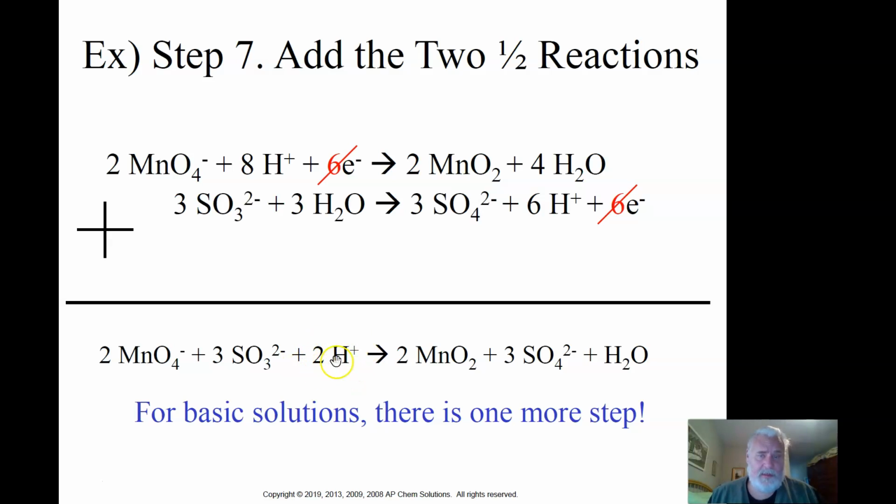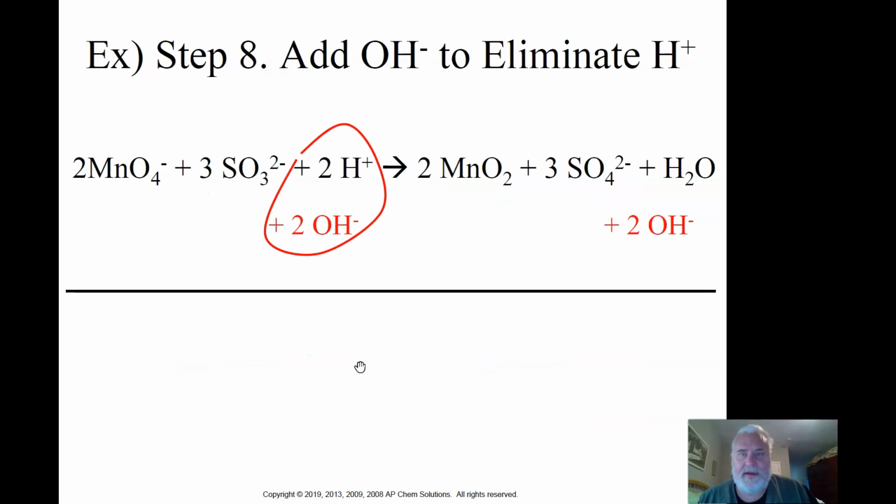So we need to get rid of that. You still use them to balance the equation, but there is a way, because it's a basic solution, there is a step 8. And you're going to be doing just one step 8. So you're not going to have to do the whole problem.